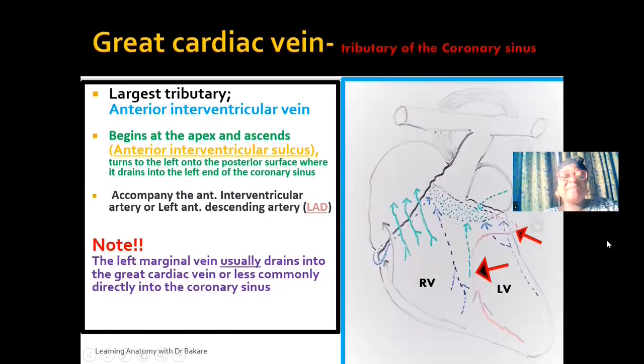Also to add that we have the left marginal vein. This is the left marginal vein. Here you see it along the left marginal border of the heart. There is an interesting part of the left marginal vein.